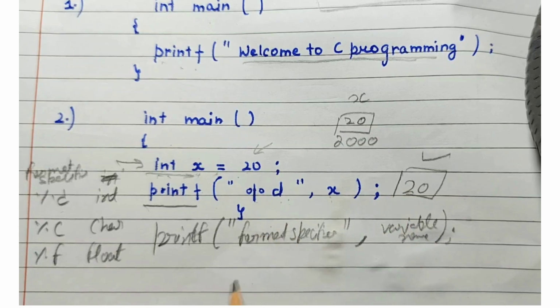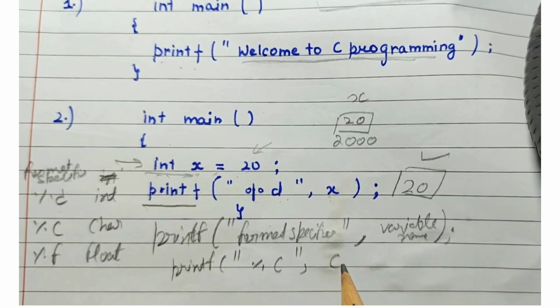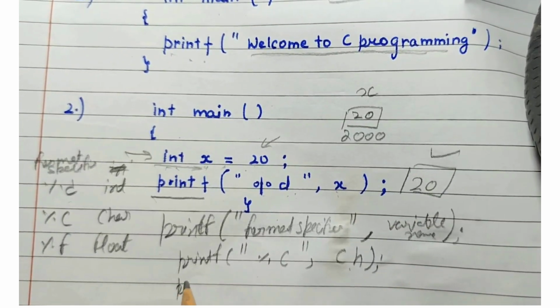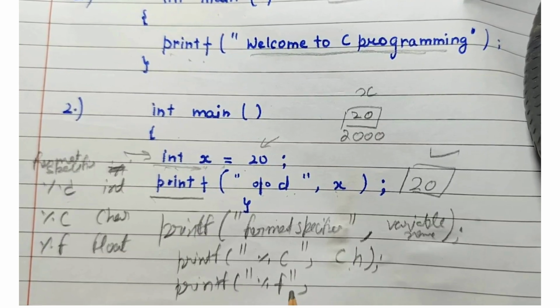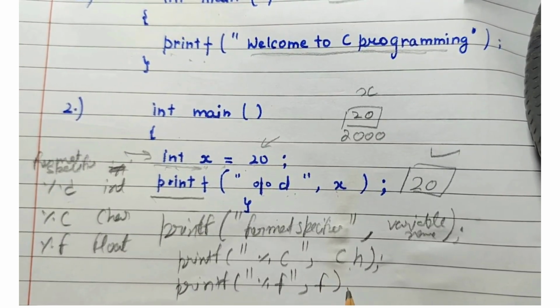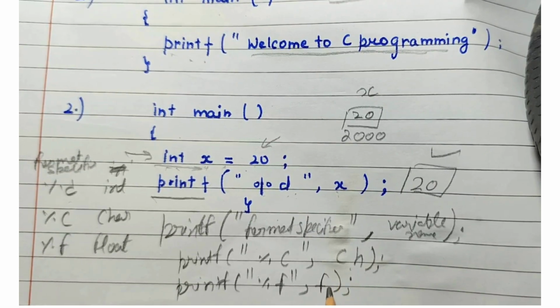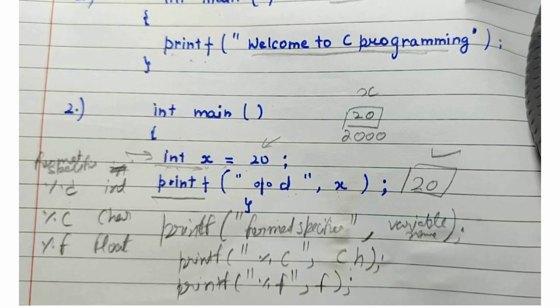If you want to display a character value, in that case you write printf, then double quotes, then %c, then the variable name. Suppose the variable name is ch, so whatever value is in ch will display on the output screen. If you want to display a float type value, printf, then %f in double quotes, then suppose f is the variable name, so the value of f will display. The variable name can be anything. So I hope all of you are clear how to use this printf statement in a program for displaying a text message and for displaying a value.